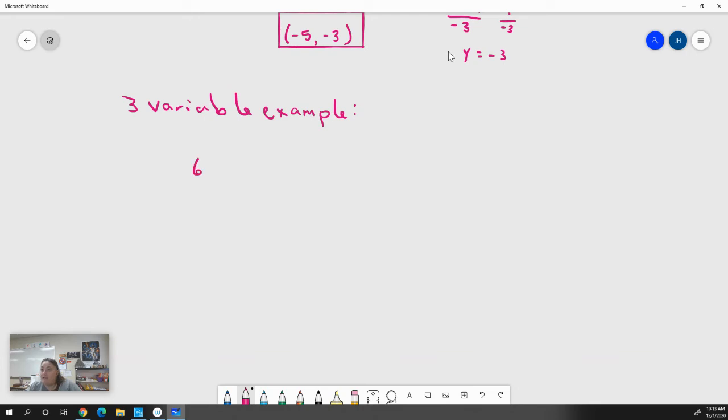So here we have 6x plus y minus z equals negative 2. And here I have x plus 6y plus 3z equals 23. And then I have minus x plus y minus z equals 5.